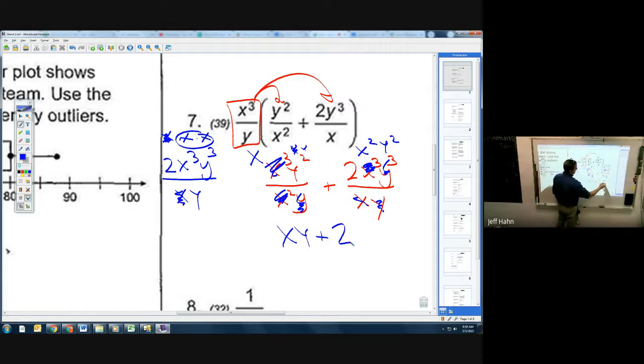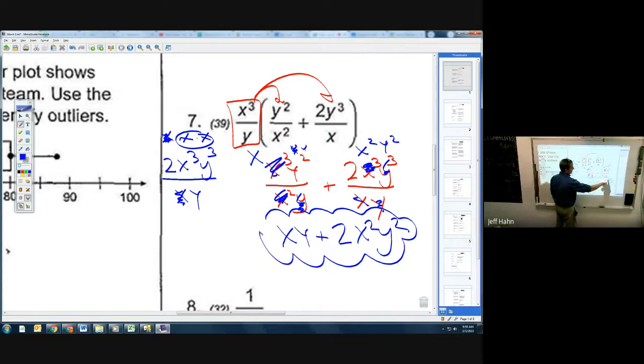So the 2 is still left, and the x squared is left, and the y squared is left. Can I put those together? I cannot, because they're not like terms. Like terms have to have the same exponent in addition to the same letters.